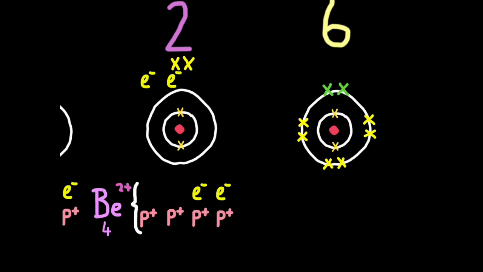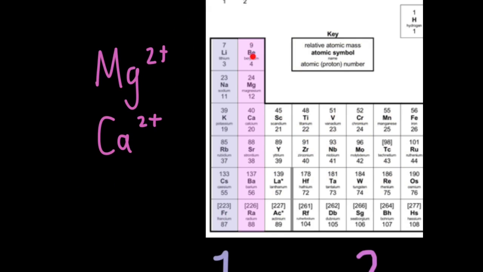Notice how the number comes before the charge. Number first, then charge. So all group 2 elements form 2+ ions. Magnesium ion will be written Mg2+, a calcium ion will be Ca2+. And that's because they all lose 2 electrons, leaving them with 2 excess protons.